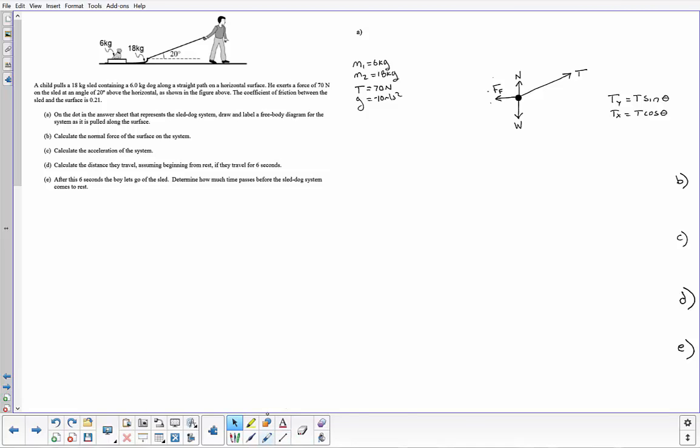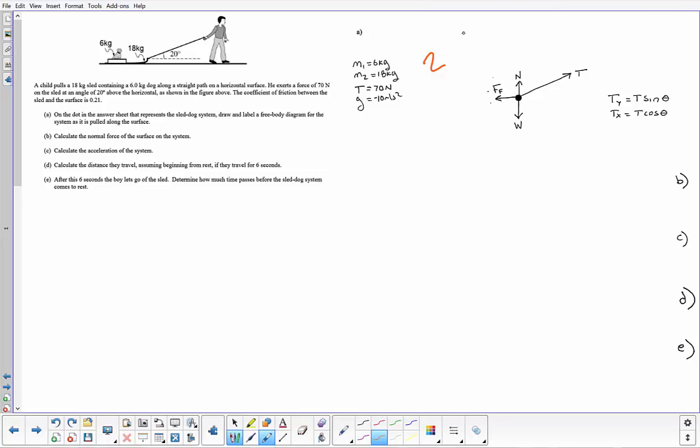Over here on the side, I showed that I know Ty is T sine theta, and Tx is T cos theta, because we've got this triangle in here, right? Your X and your Y, etc. This part was only worth 2 points. There's several things I'd be looking for. You had to include all the correct forces, you couldn't have any extra forces in there, etc., etc.